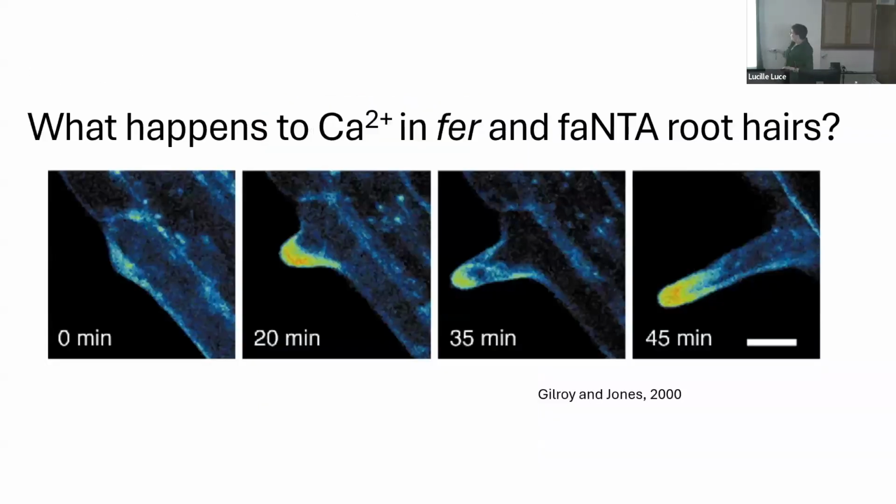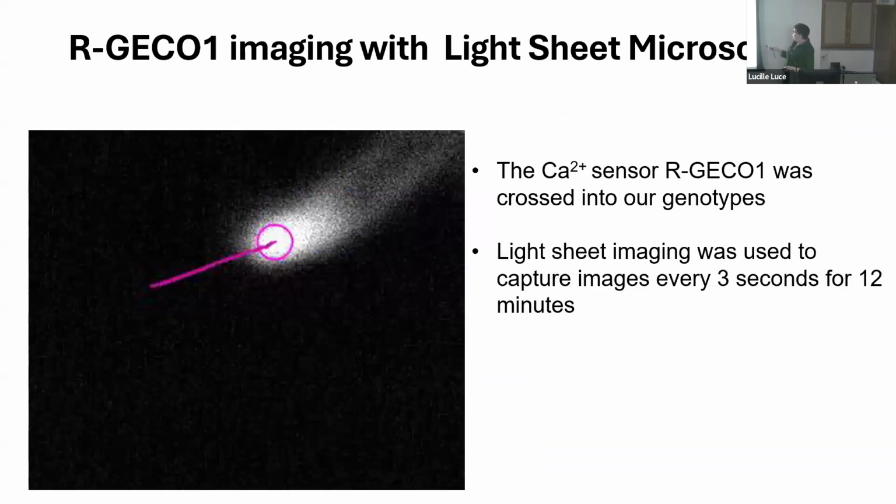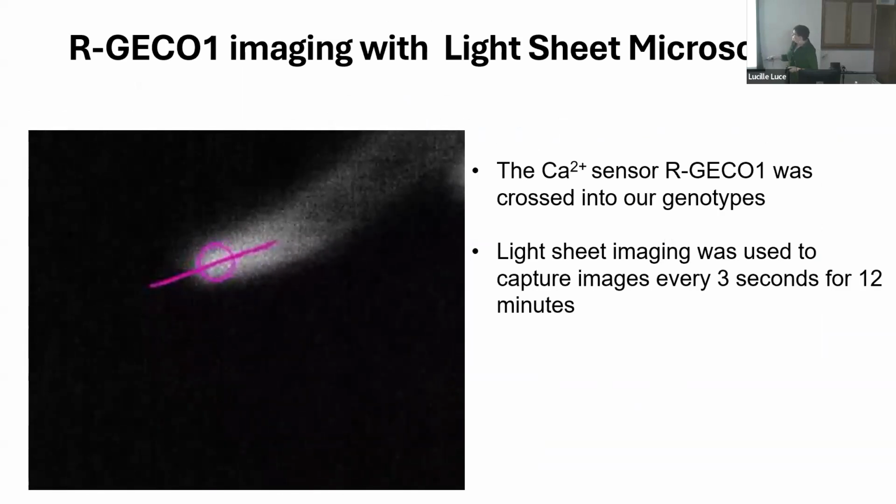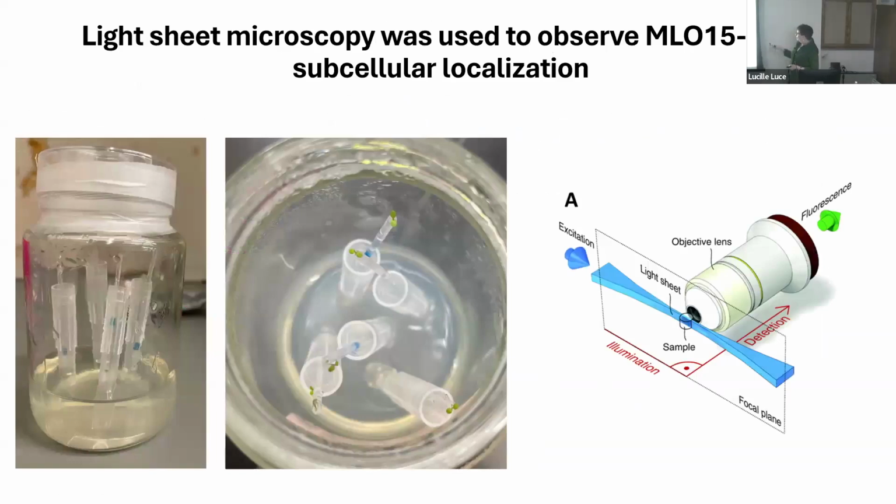So we decided to take a look at what happens to calcium in Feronia and FA Nordia root hairs. For this, we used an R-GECO marker just because we had it in the lab. We understand that Chameleon is better. But we used light sheet imaging to capture images every 3 seconds for 12 minutes from growing root hairs. Then we measured what was happening with calcium at the tip of the root hair. Here's the light sheet system. This allows us to do 3D imaging in time.